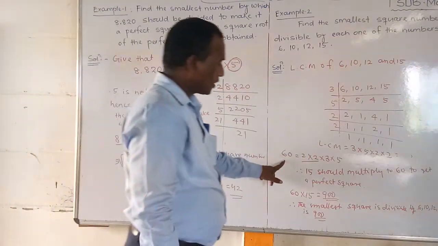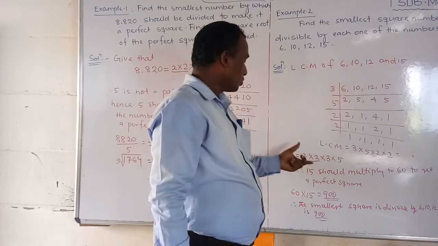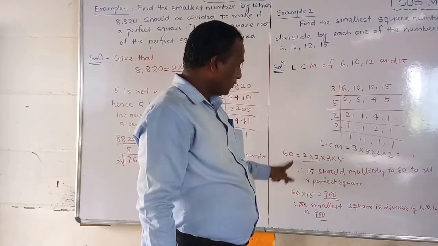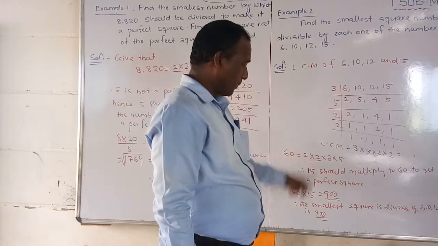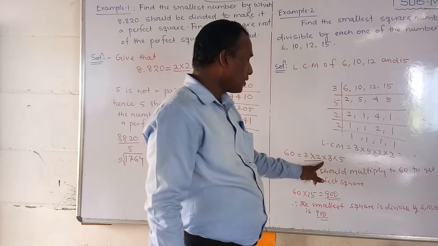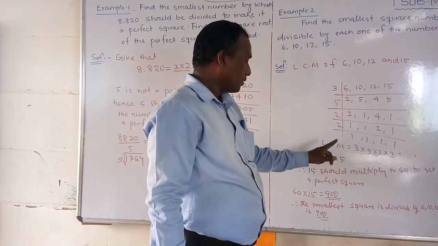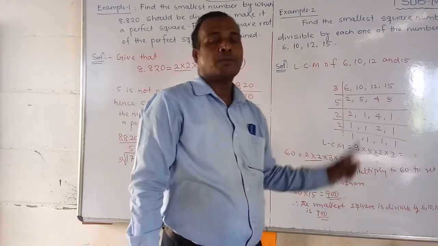So how do we find that perfect square number, friends? First of all, if numbers are given, you should find their LCM. If the LCM is a perfect square number, then okay. If not, make it a perfect square number. How can we make it a perfect square number? You have to multiply by the unpaired numbers. Whatever number you get, that is a perfect square number.